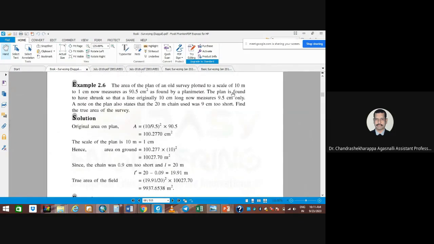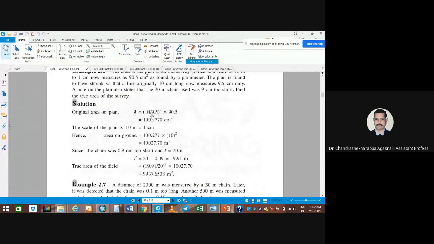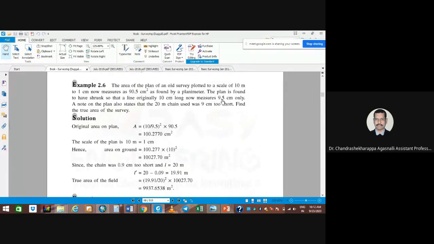The plan is found to have shrunk, so that a line originally 10 centimeter long is now measured as 9.5 centimeter. Please note that the plan also states that the 20 meter chain used was 0.9 centimeter too short. Find the true area of the survey. What was the original plan here? A is equal to 10 by 9.5 square, right? Here we have the 9 square, and here we have the 10 centimeter. So actually the measured area is 90.5 centimeter square. Okay, so here is the answer.